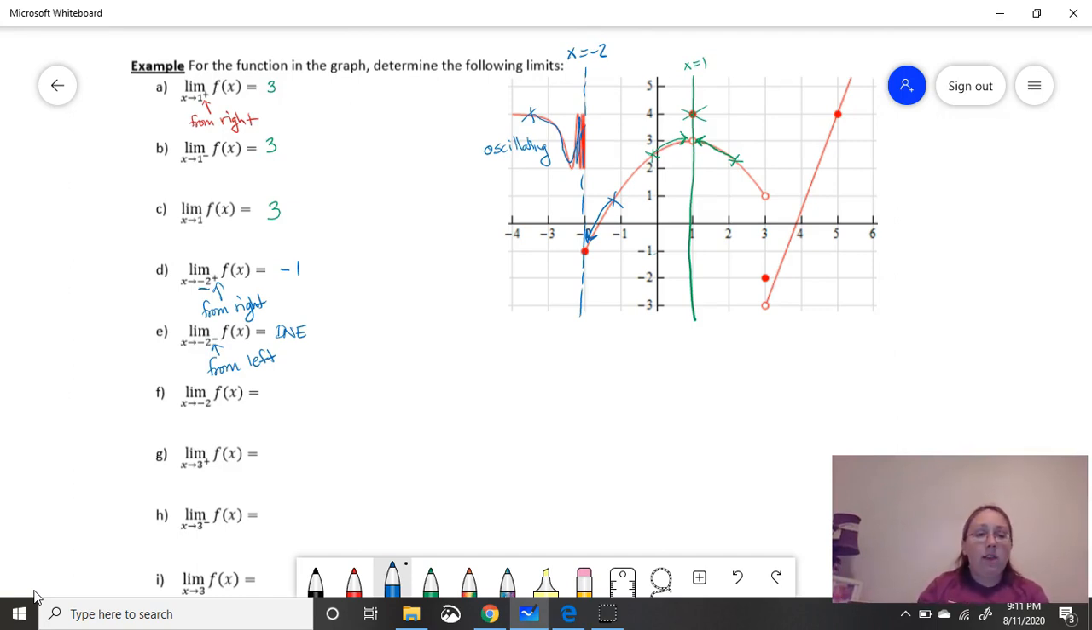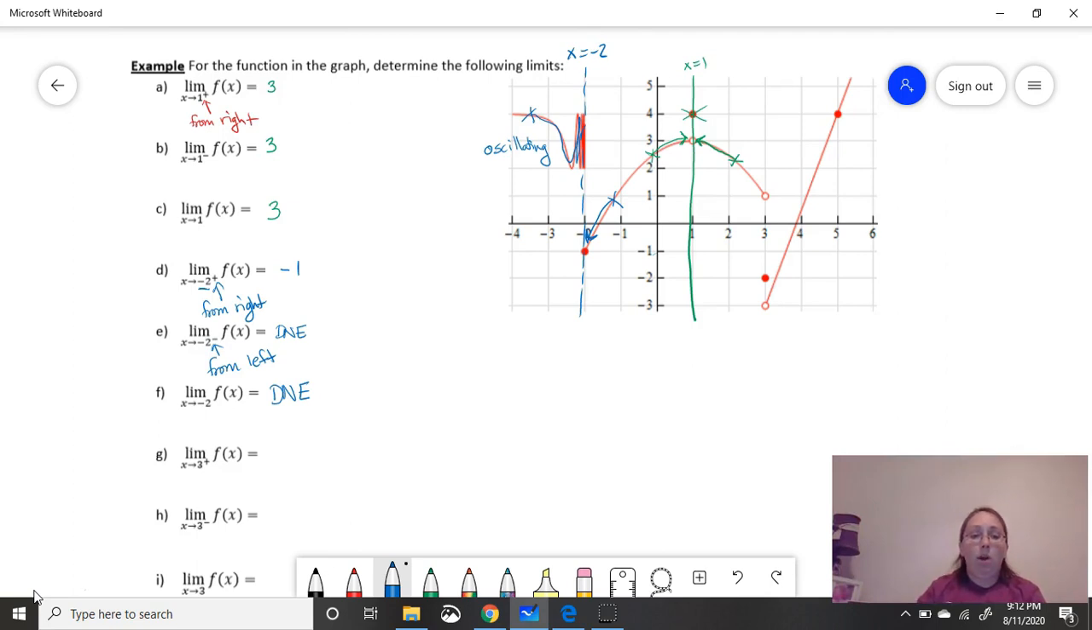All right, so we found the limit from the right was -1. We found the limit from the left did not exist. What does that mean for the general limit? According to the theorem, in order for the limit to exist in general, they both have to exist and they have to be the same. Because the left and right do not match and one doesn't exist, the general limit does not exist.